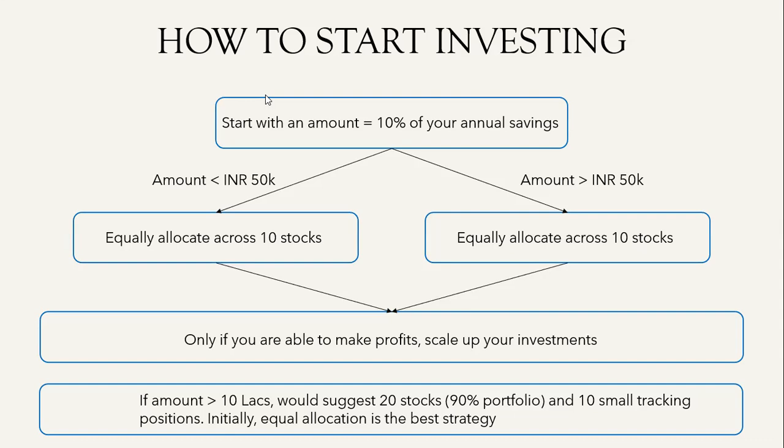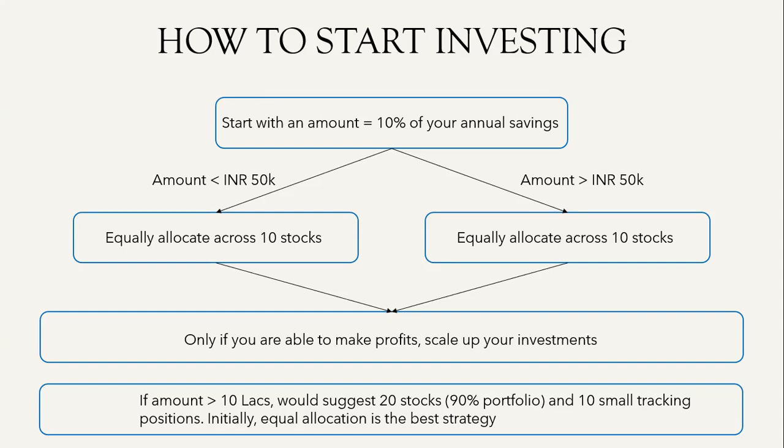Okay, start small with 10 stocks, equal allocations, and then scale up. Equal allocation is very important.